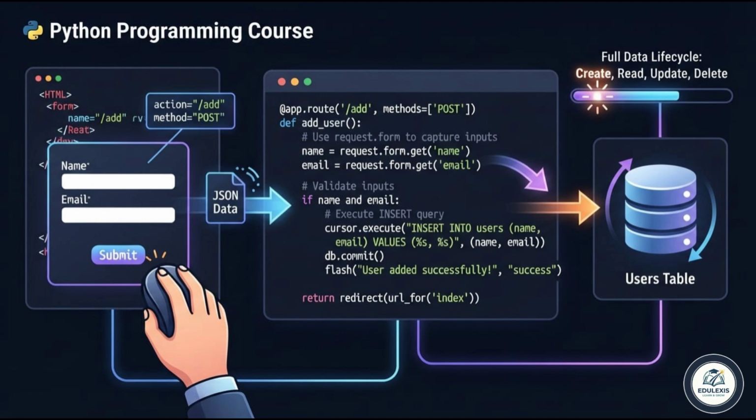Next, let's add users via a web form. Create a form with action equals add and method equals post. In your Python code, use request.form to capture the inputs. Validate them, then execute an insert query. This connects the user's browser input directly to your database, completing the full data lifecycle: create, read, update, and delete.